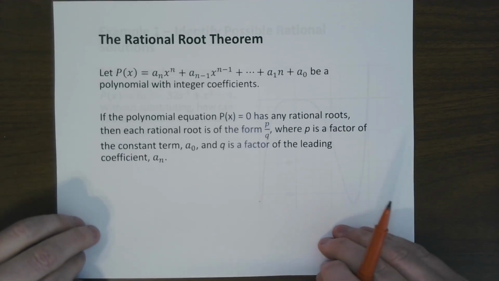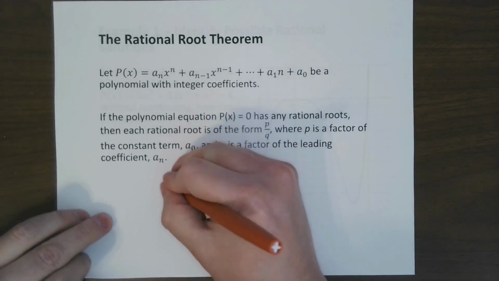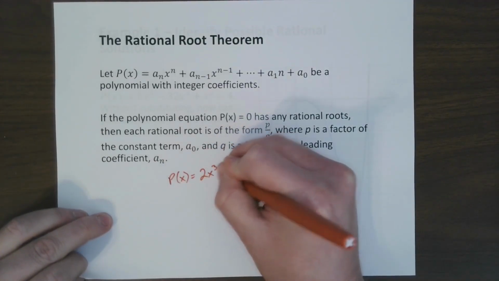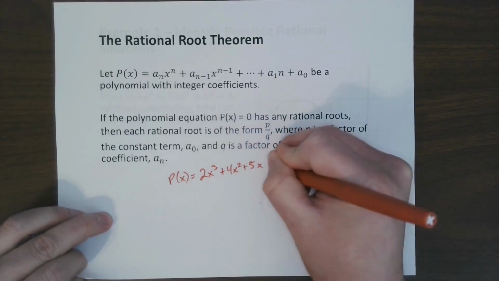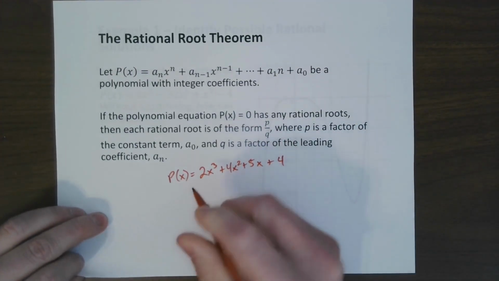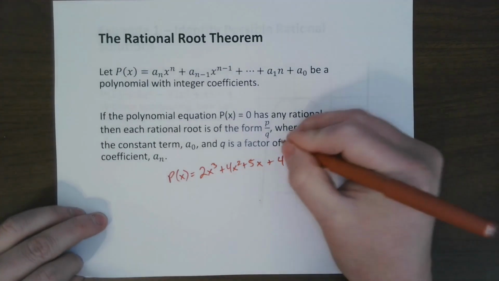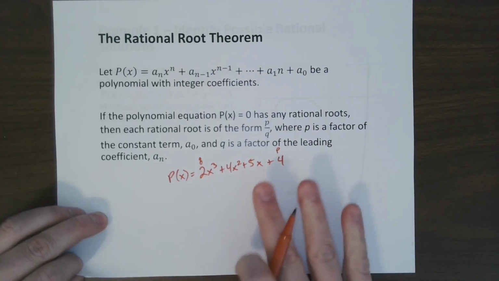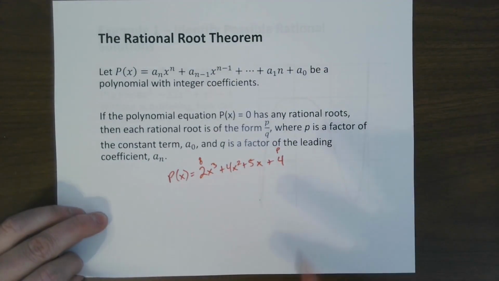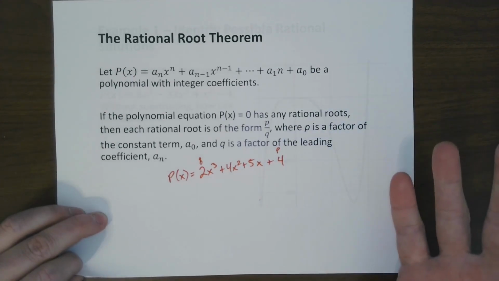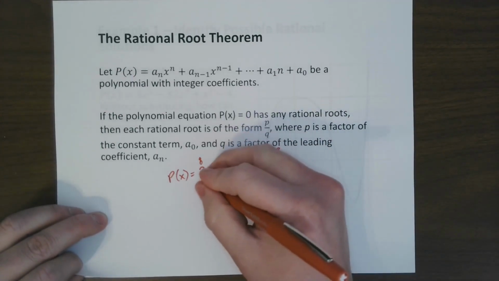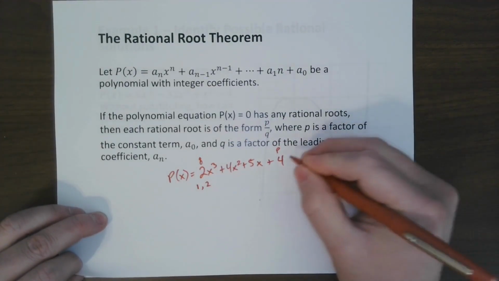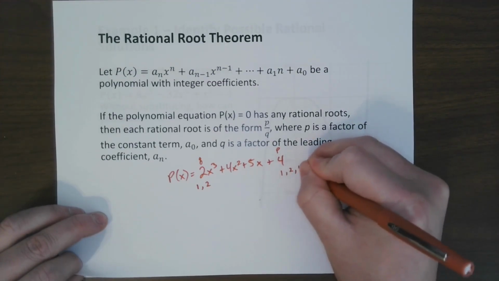As an example, I know that you can read the words yourself, but basically, let's say I have a polynomial that is 2x cubed plus 4x squared plus 5x plus 4. So what we do here is this is our p and this is our q. We list all the factors of p and q, and then we do every single possibility with it. The factors of q, which is 2, would be 1 and 2. The factors of p would be 1, 2, and 4.